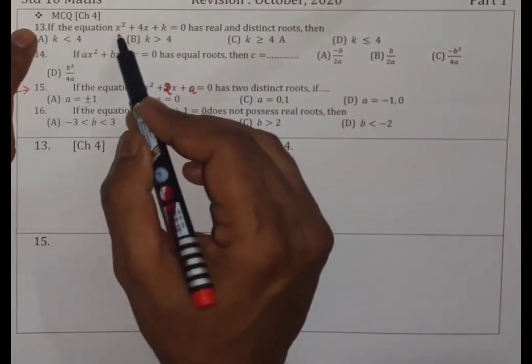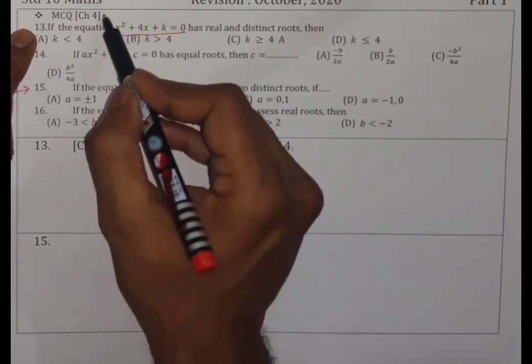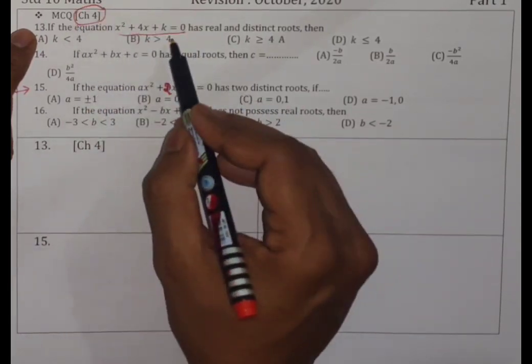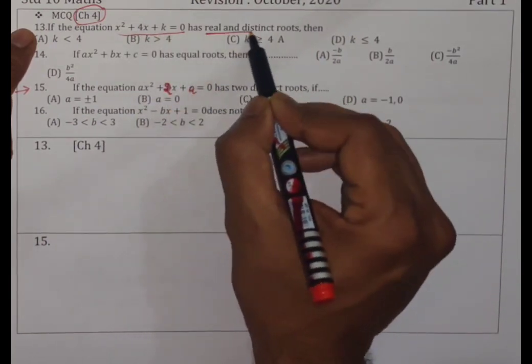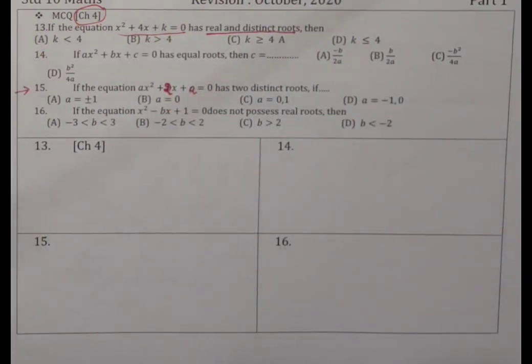13. If this equation, now this is chapter 4, quadratic equation. So here it is quadratic equation. Has real and distinct roots. It has real and distinct roots.